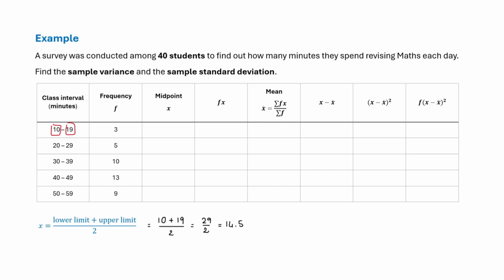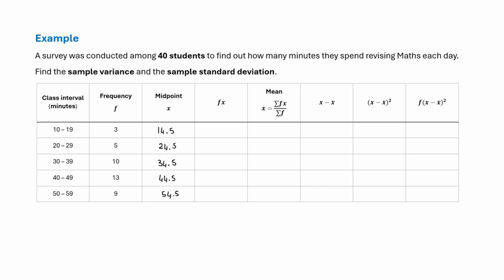So the midpoint of the first class interval is 14.5. We write 14.5 in the first row of the midpoint column. Then we use the same formula to find the midpoint of each remaining interval and complete the column. The next column is fx. This means that in each row we multiply the frequency by the midpoint.